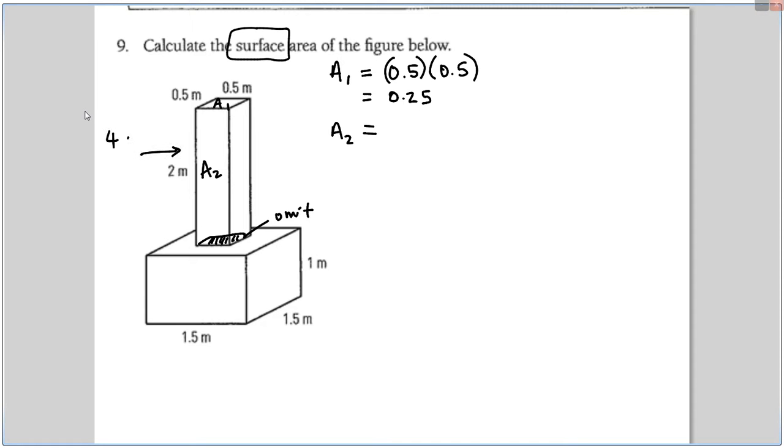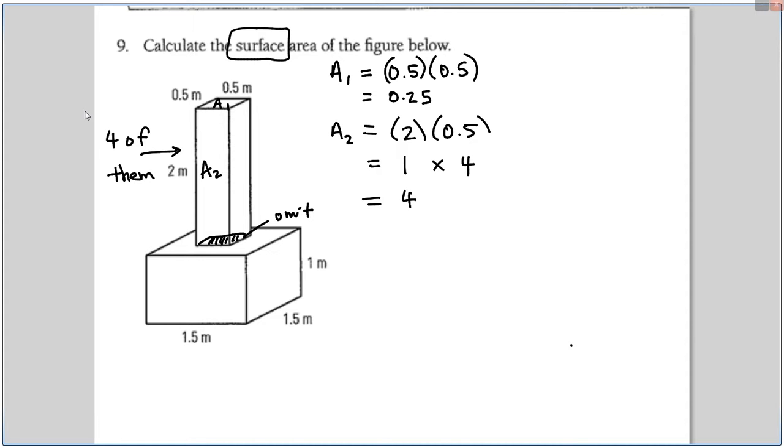There's 4 of them, right? So all we gotta do is times by 4. So what's the area of area 2? Length times width would be? Yell it out. I'm hearing 2 times 0.5. That's 1. And then we'll times it by 4 because there's 4 of them to get 4. Now we're done with that shape.